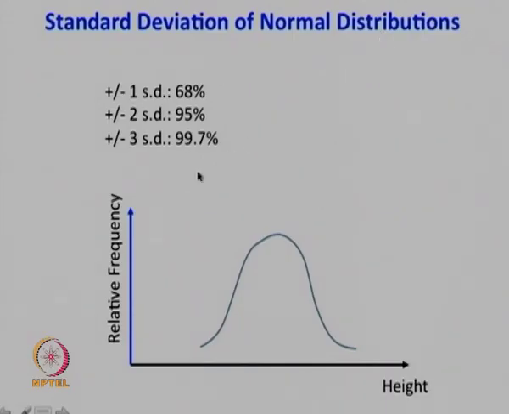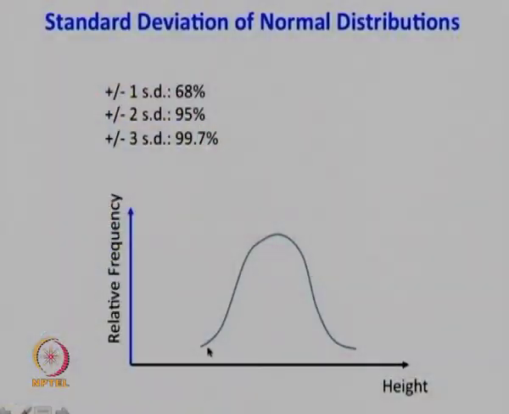For these kinds of distributions, what is known is that within one standard deviation, 68% of the data is there. Within 2 standard deviations, 95% of the data is there, okay? And within 3 standard deviations, 99.7% of the data is there. Compared to what Chebyshev's theorem predicts, which is that within 2 standard deviations you have 75% of the data, this clearly tells you that Chebyshev's theorem is a much more conservative estimate.